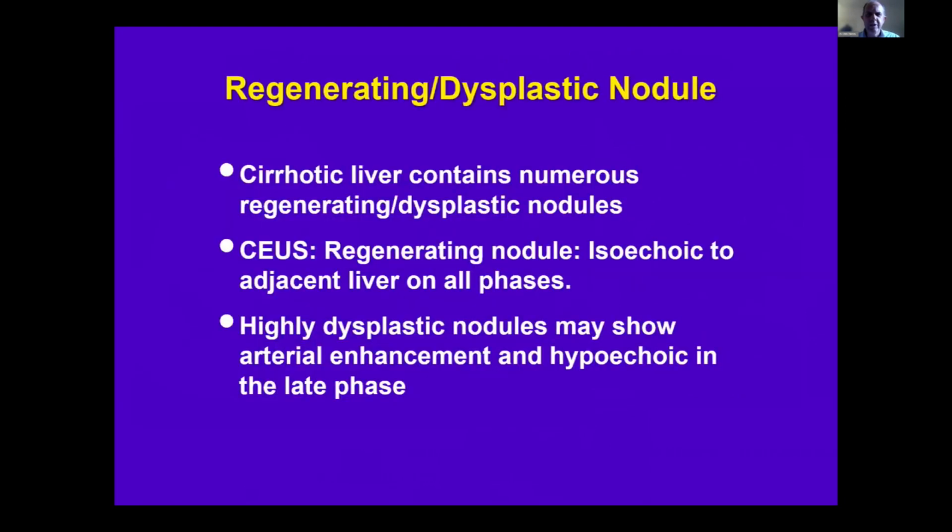Chronic liver disease and cirrhosis has a number of nodules. So it's got regenerating nodules and dysplastic nodules. So regenerating nodules are typically isoechoic to the adjacent liver in all phases, but the dysplastic nodules, which are kind of on the spectrum towards frank HCC, may show arterial enhancement and some washout in the late phase.